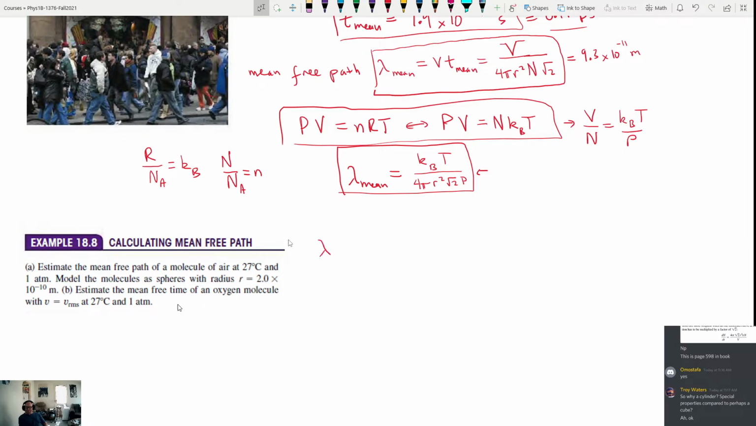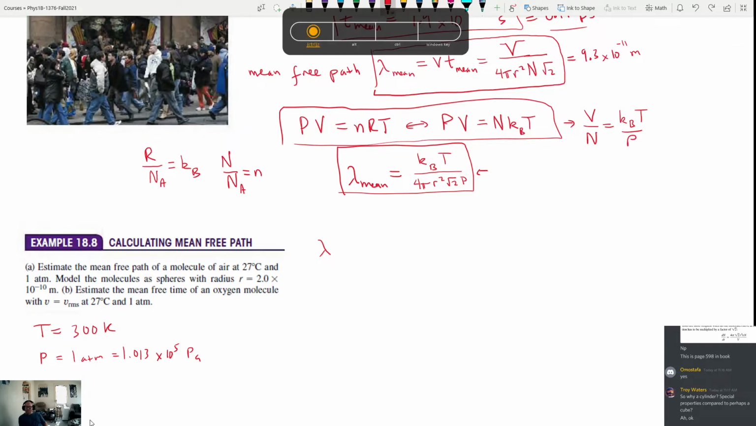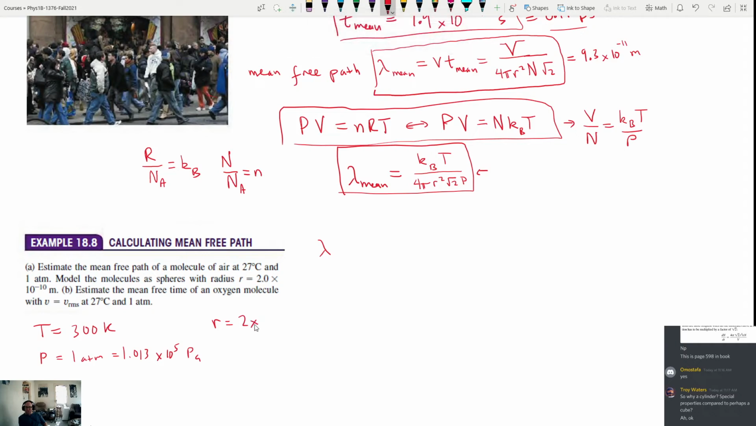We're given, let's write what we're given. We have temperature equal to 27 degrees Celsius, which is 300 Kelvin. Pressure of 1 atmosphere, which is basically 1.013 times 10 to the 5 pascals if we want to use that version. We don't have to. And we're using a radius for the spheres that's equal to 2 times 10 to the minus 10 meters. And we want to find the mean free path, lambda mean.